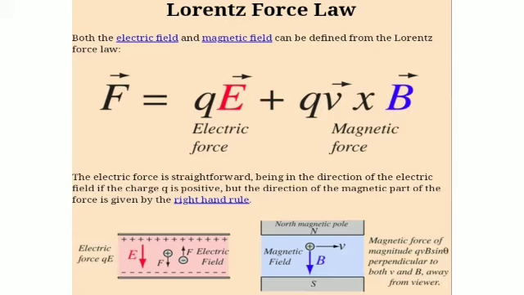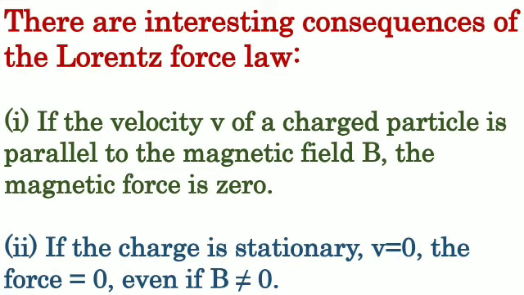Then in the next diagram we have a magnetic force of magnitude QVB sin theta, perpendicular to both V and B, away from the viewer. So this is all regarding the Lorentz force law. Now there are interesting consequences of the Lorentz force law.